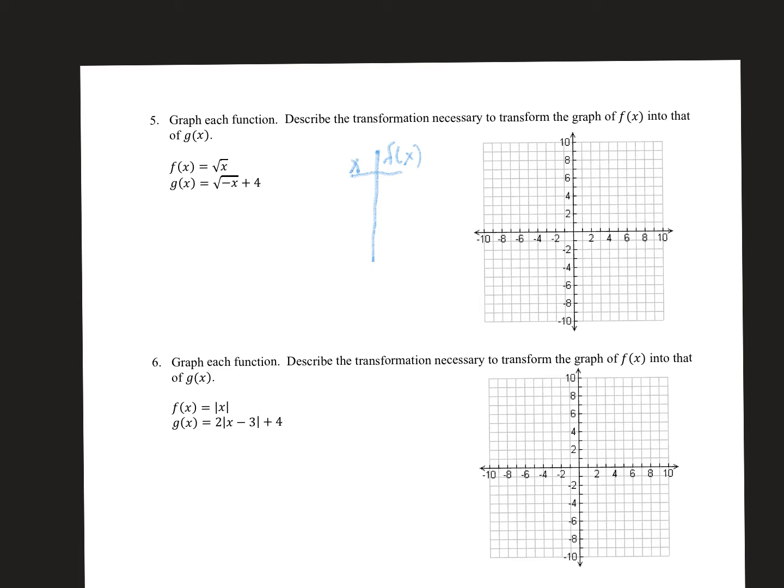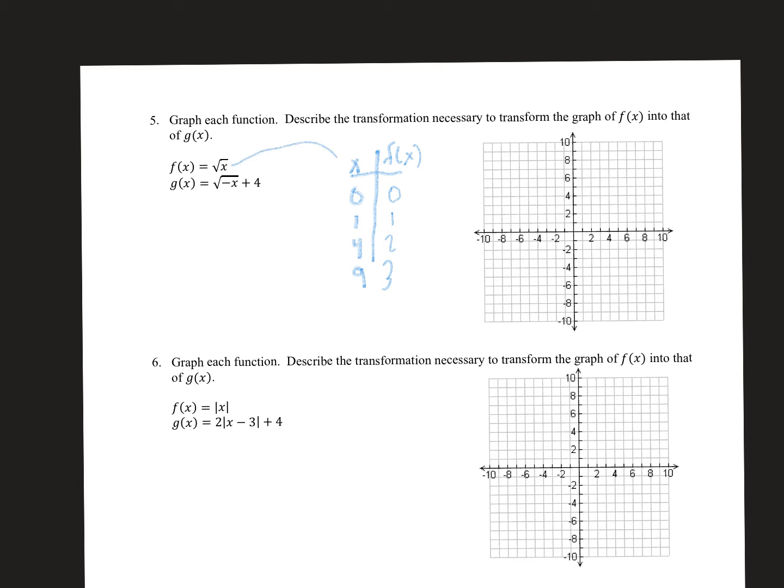Now I'm going to pick values that actually can find the square root of. So you can find the square root of 0 and you can find the square root of anything positive. So I'm going to pick 0 as my first point there. And the square root of 0 there is 0. I'm going to pick other values I can actually find the square root. Like I can find the square root of 1, it's 1. I can find the square root of 4, it's 2. And I can find the square root of 9, it's 3.